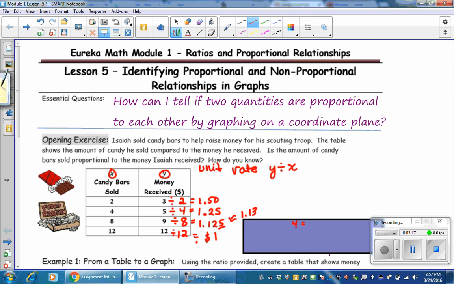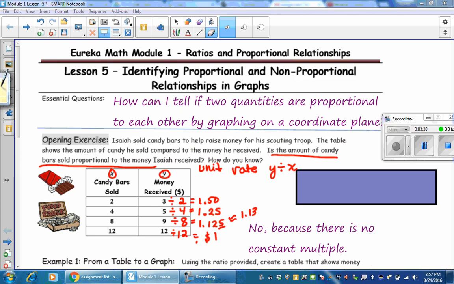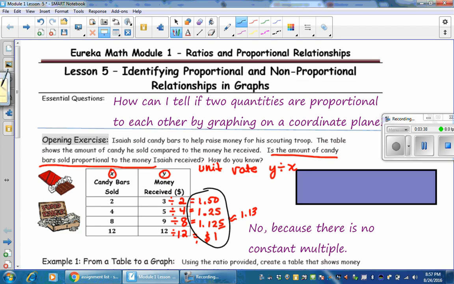So the question was asking, is the amount of candy bars sold proportional? And the answer is no, because there is no constant multiple. A constant multiple would mean that it's the same cost per candy bar. And since you got a different number for each division problem, this is not a proportional relationship.